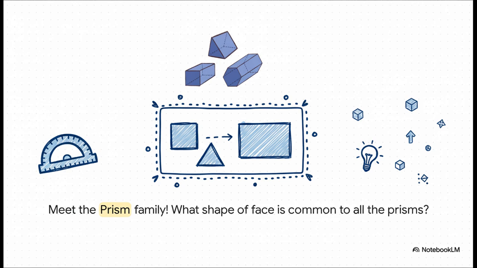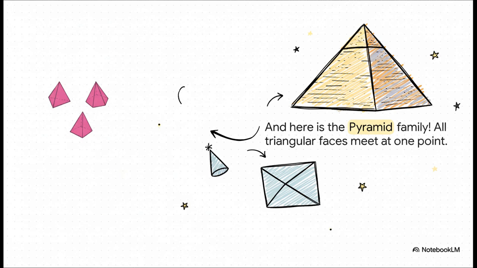Now, the thing about a prism is that it always has 2 bases that are exactly the same, identical twins, and its sides are always rectangles. A perfect example? That Toblerone chocolate box. Its 2 bases are triangles, right? So we call it a triangular prism. Simple. And now, here is the pyramid family.